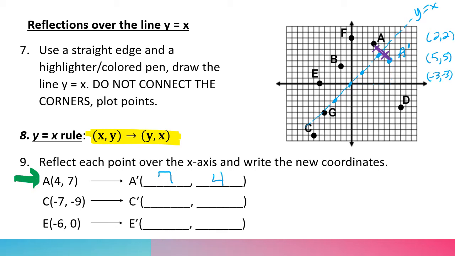All right, so moving on, if I have the point negative 7, negative 9, it becomes the point negative 9, negative 7. So here's point C. I'm going to go negative 9 and negative 7, and right here is the point C prime. And then the point negative 6, 0 becomes the point 0, negative 6. So I'm looking here at point E, and here is point E prime.